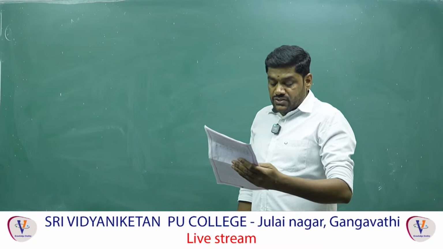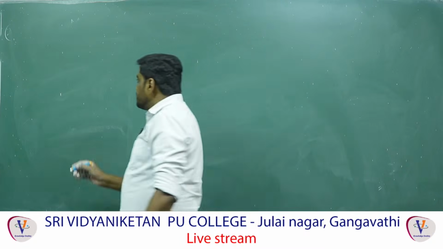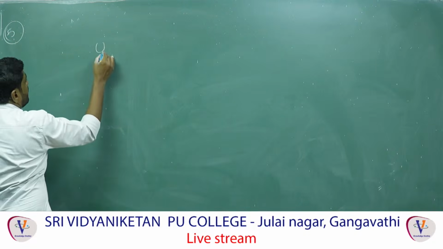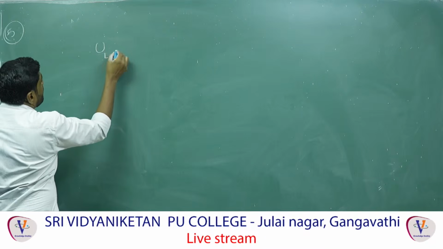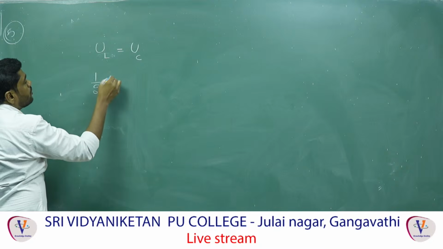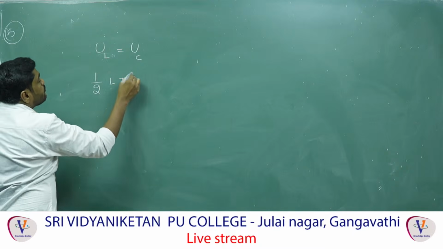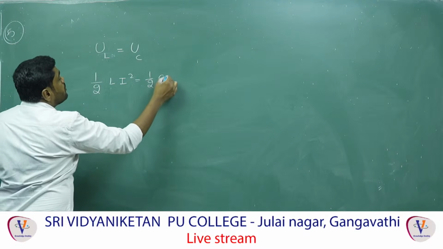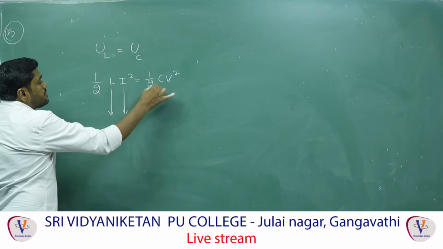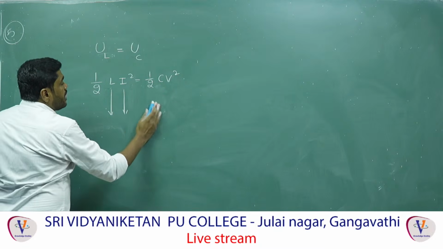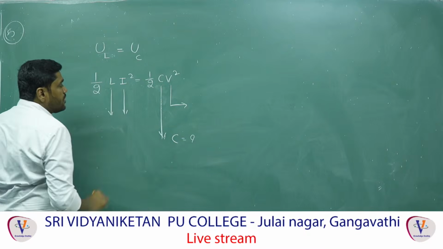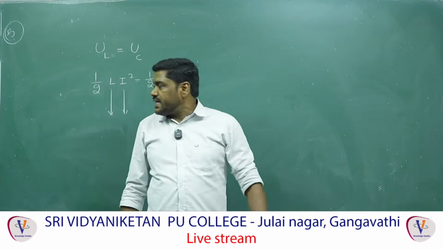And here the capacitance becomes minimum when the energy stored in the inductor, UL, must and should be equal to the energy stored in the capacitor. Energy stored in the inductor is half L I square, that is equal to half C V square. I value is given, V value is also given, right? And they are asking what is C, so just substitute the values, the half gets cancelled here.